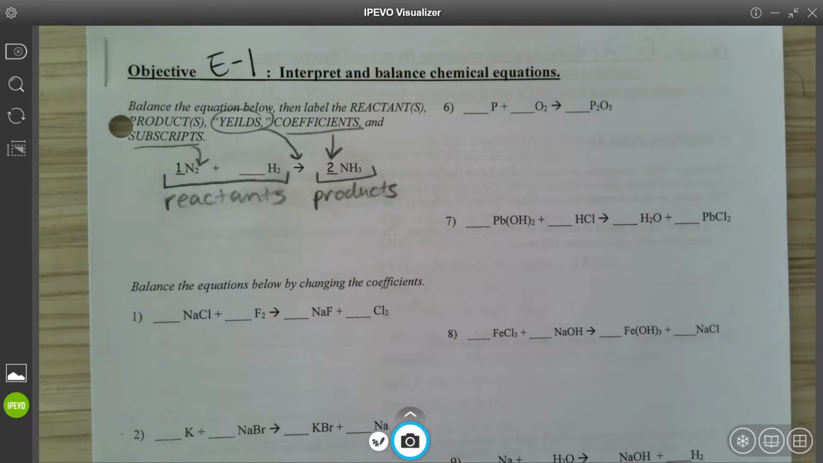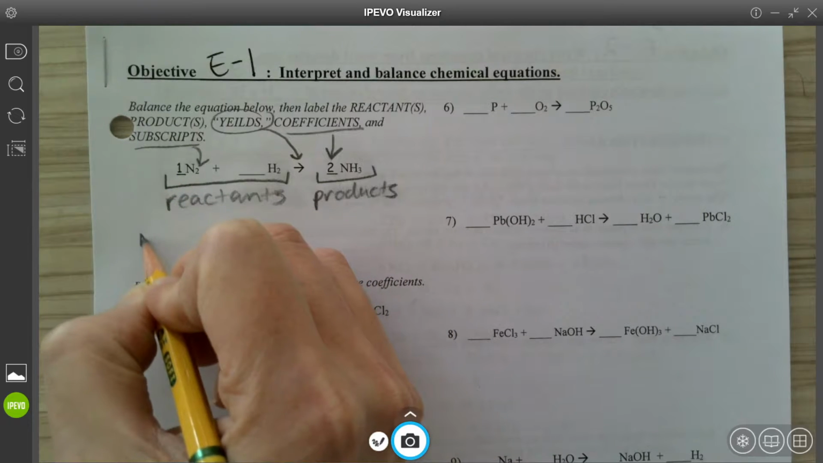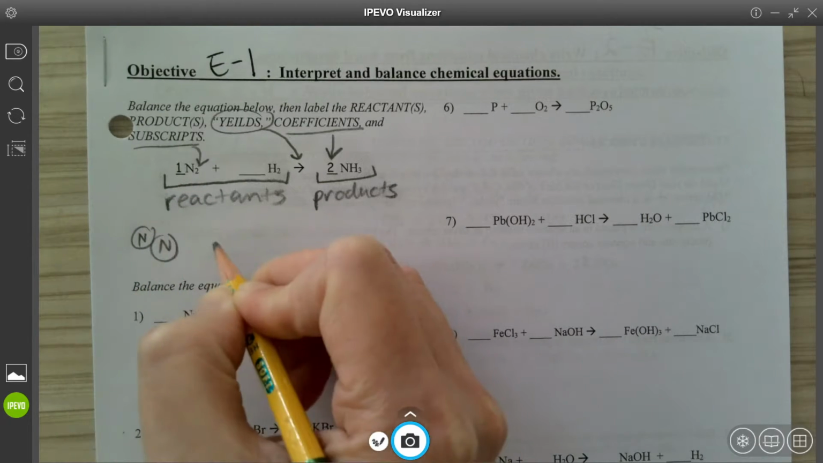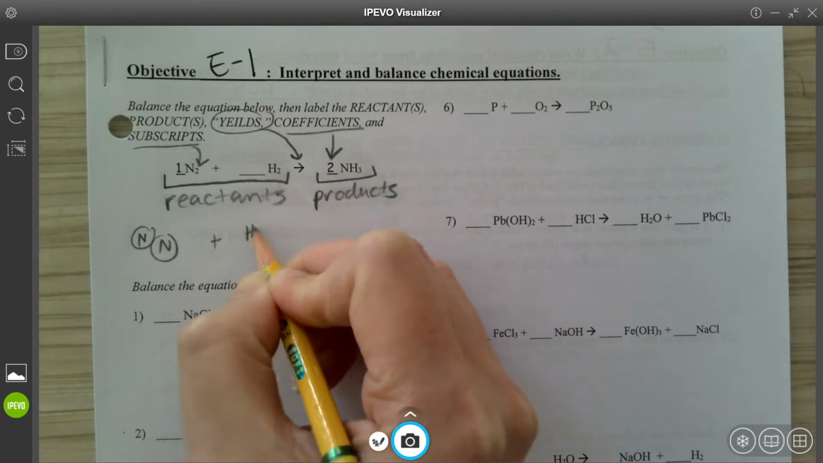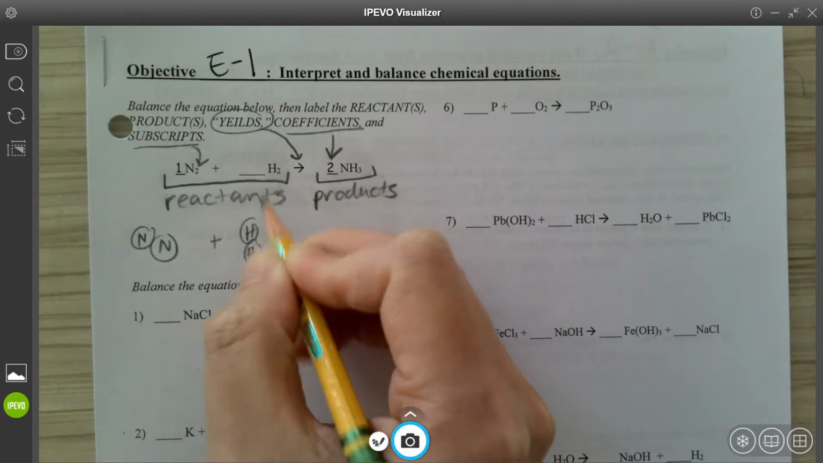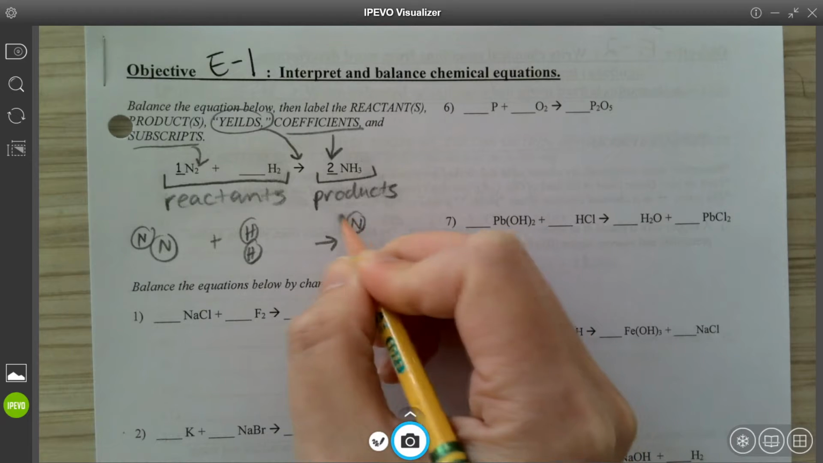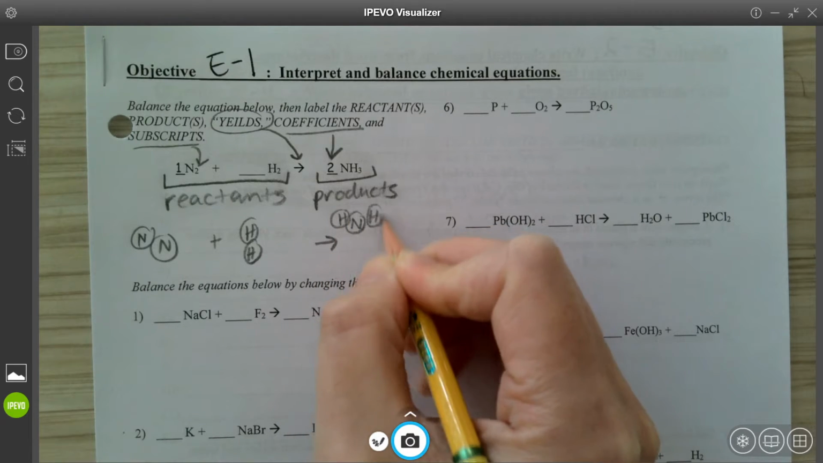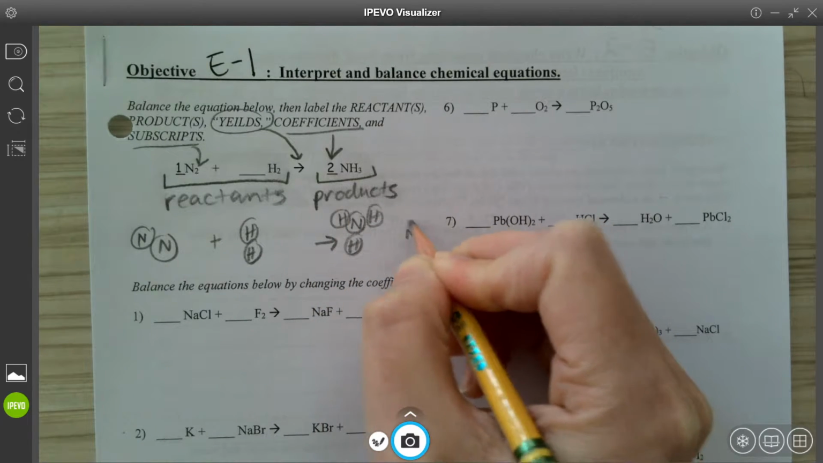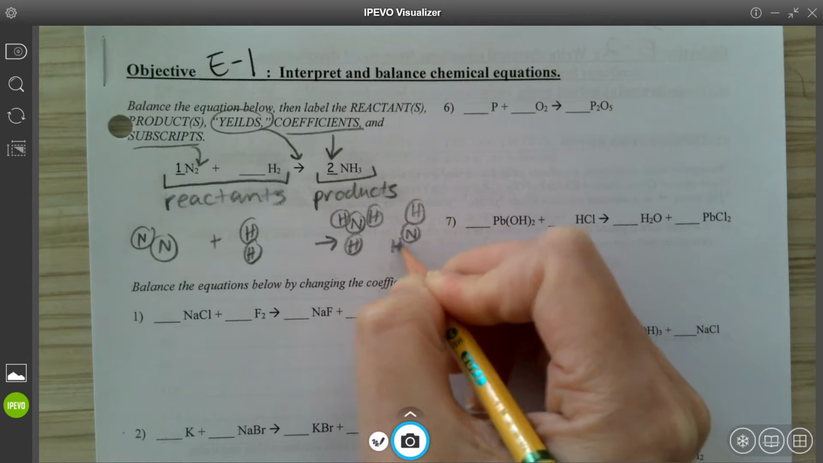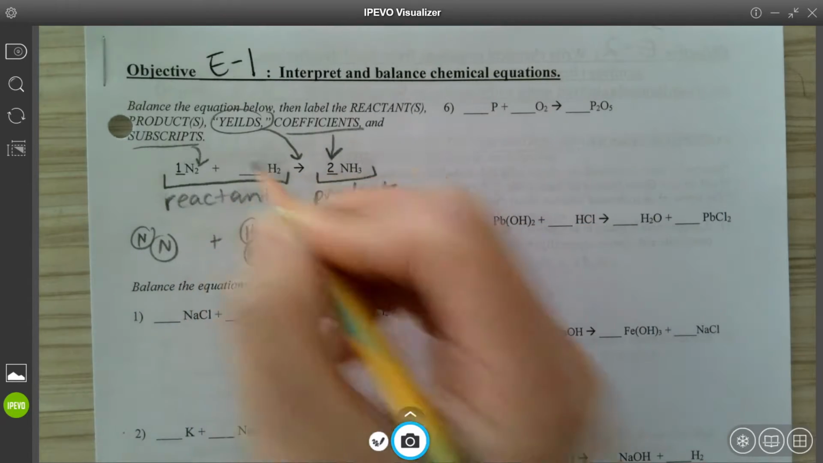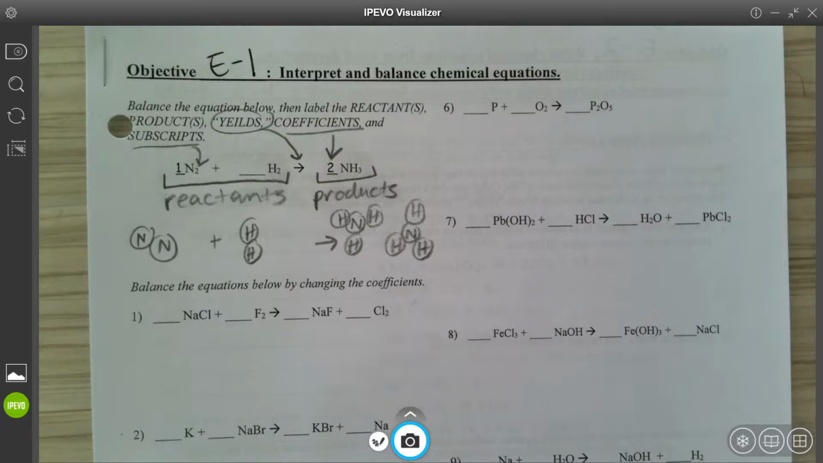You can even draw a little particle diagram if you want. On N2, right now we just have one. When there's nothing in the blank, you only have one of them. So you can draw a diagram if that helps. Figure out what you would put in that blank.